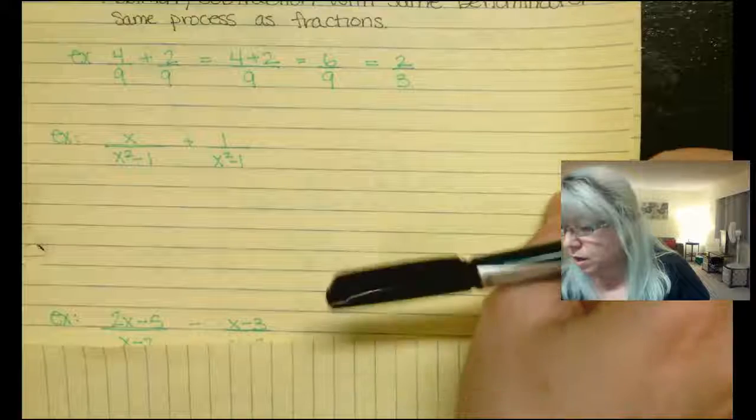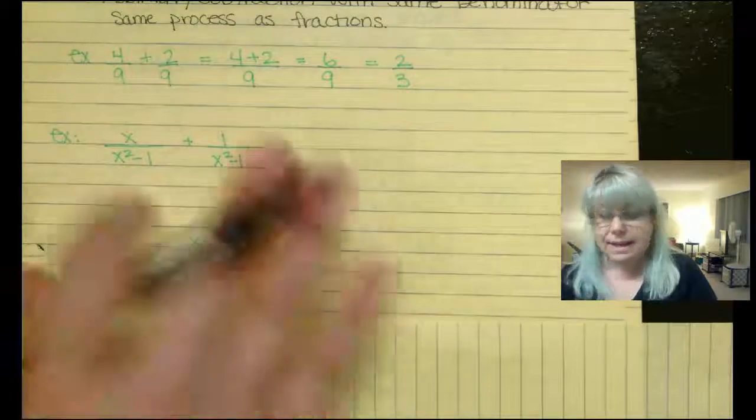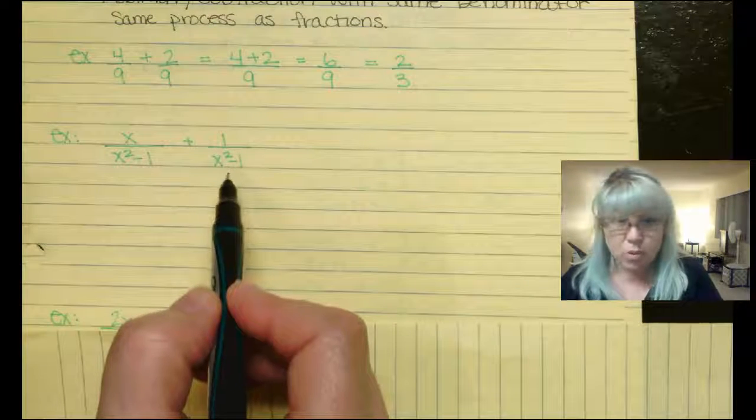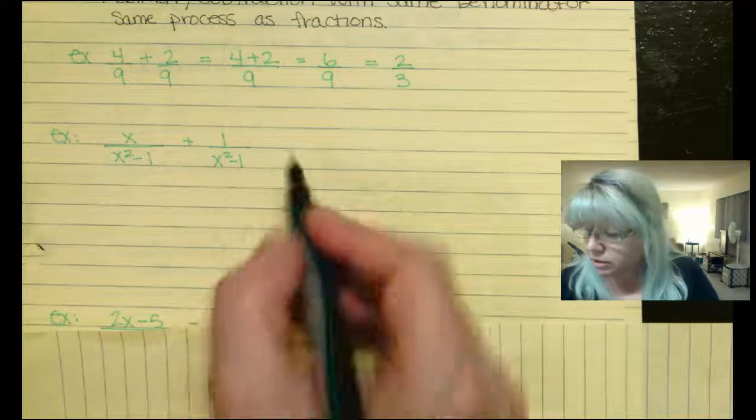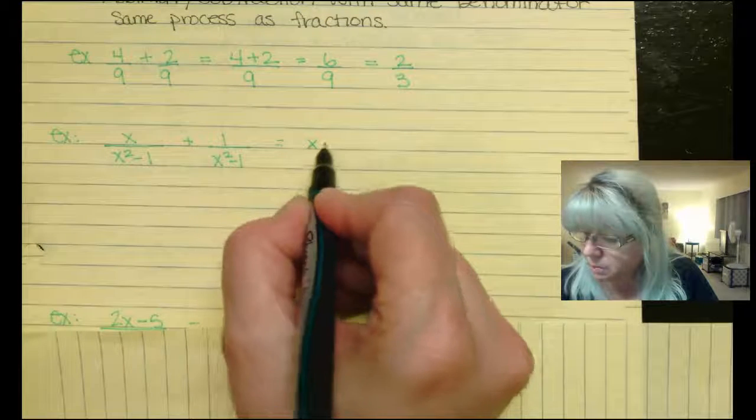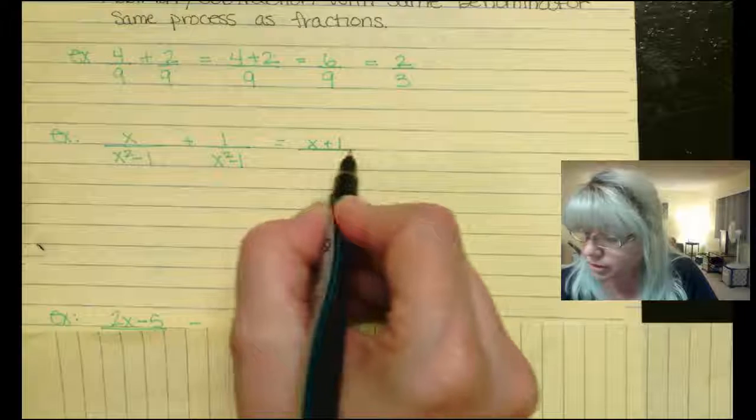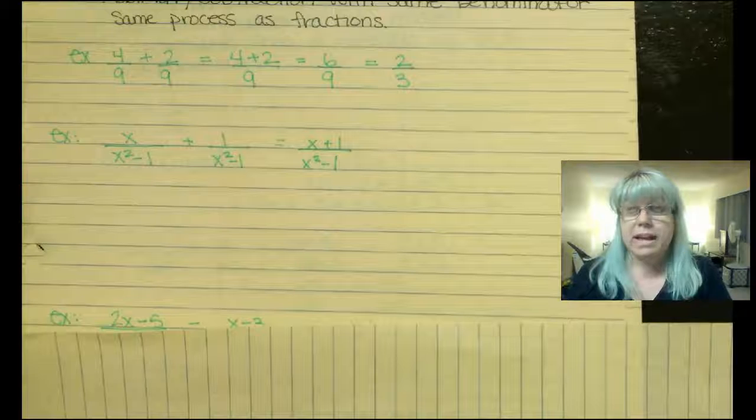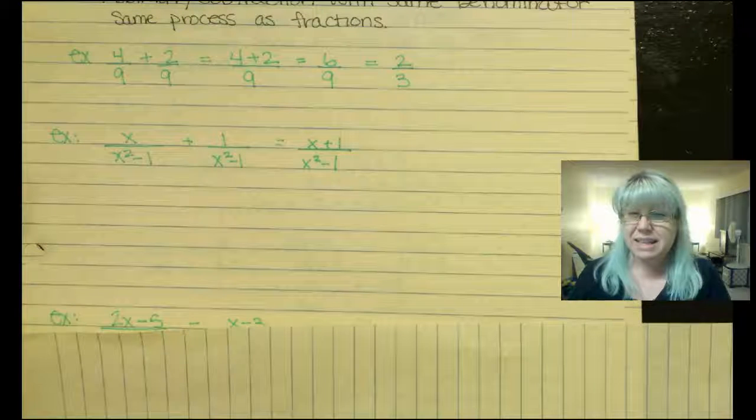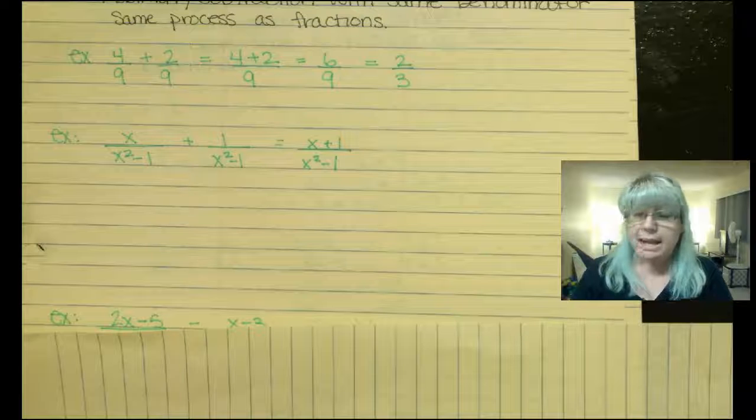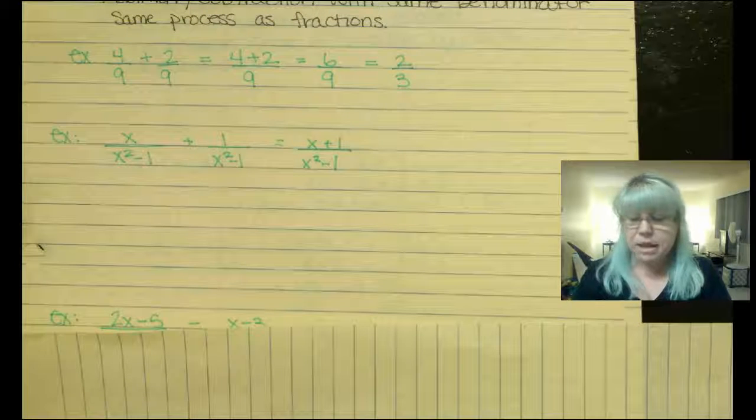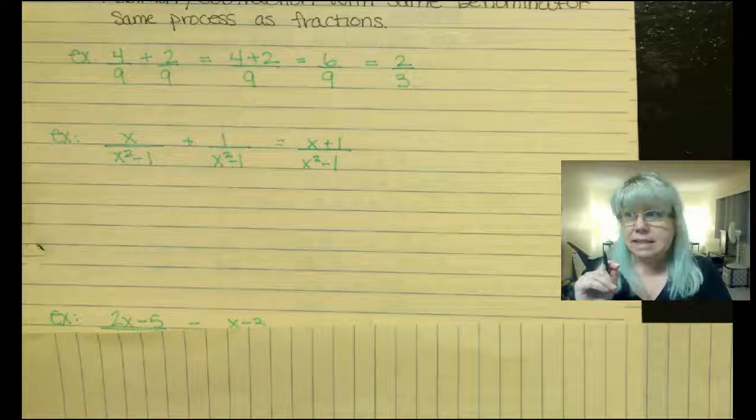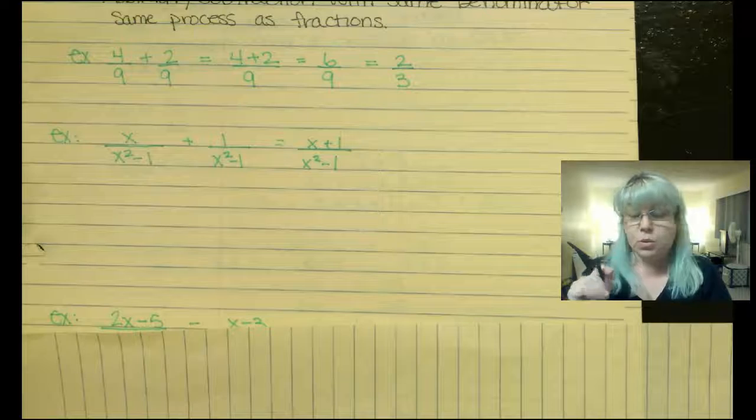Okay, so let's try a rational expression. We'll try x over x squared minus 1 plus 1 over x squared minus 1. They share the same denominator, so I'm going to rewrite it as x plus 1 all over x squared minus 1. Because x plus 1 is as simplified as I can get the numerator. I can't combine like terms, that's what I mean by simplified.